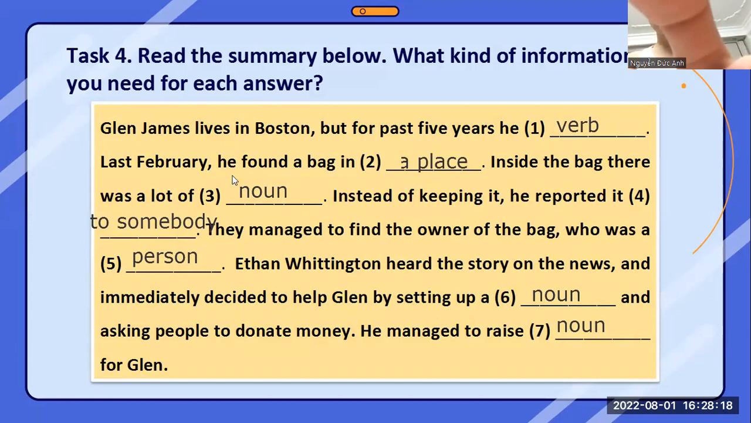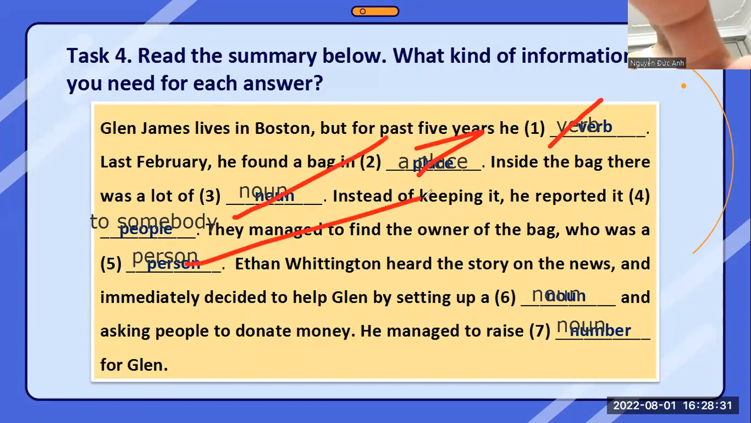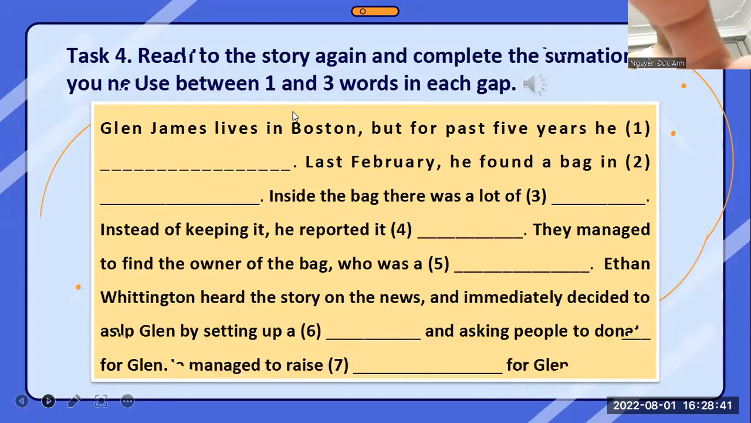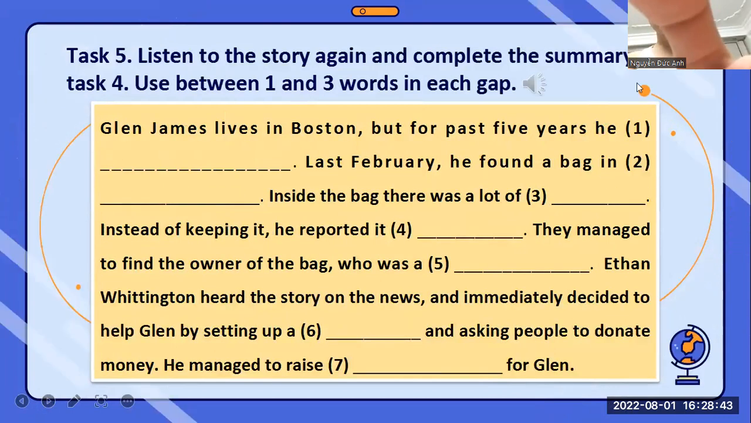Okay, so now let's check your answer. We have here a verb, place, noun, people, person, noun, and a number. So you got one, two, three, four, five. You got 5 out of 7 here. So now, Anne, I want you to listen to the story and complete the summary in task 4. You can use between 1 and 3 words in each gap. So listen carefully.